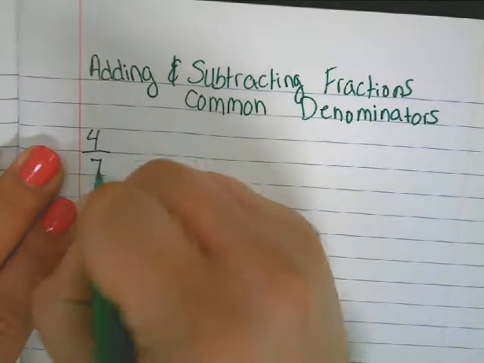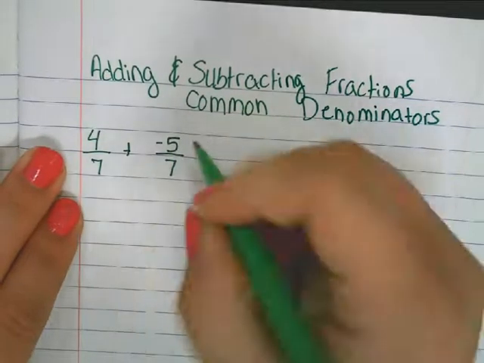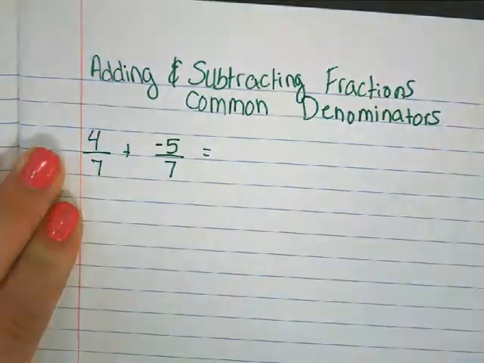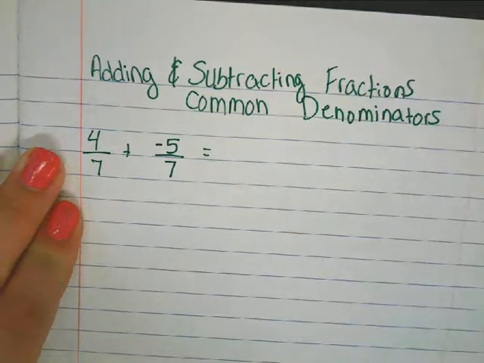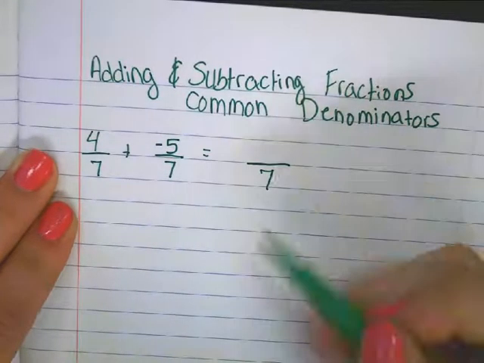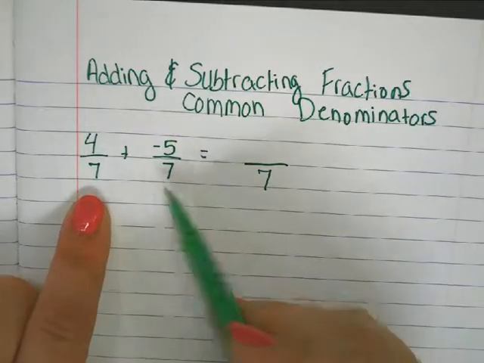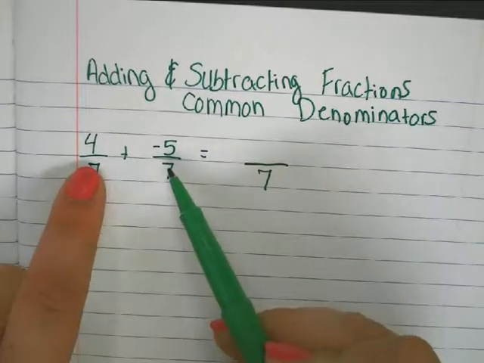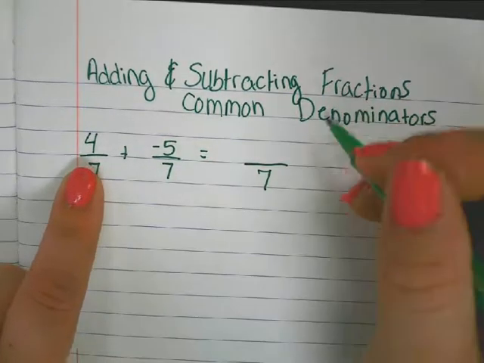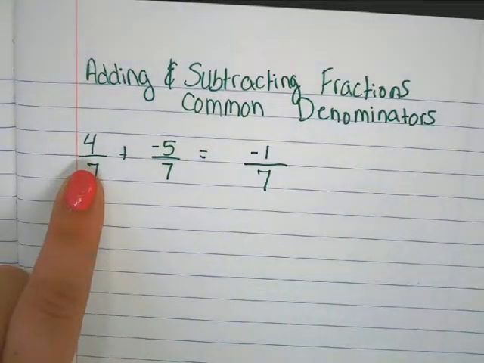So let's look at 4/7 plus a negative 5/7. So I already have my common denominator, so my denominator is going to be what? 7. Remember, you do not add your denominators. Denominators stay the same when they're common. So now I just have to look at the top. So what's 4 plus a negative 5? What is it? Negative 1. So my answer for this one would be negative 1/7.